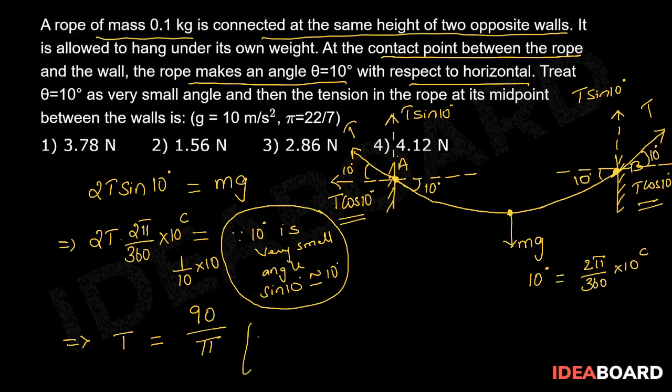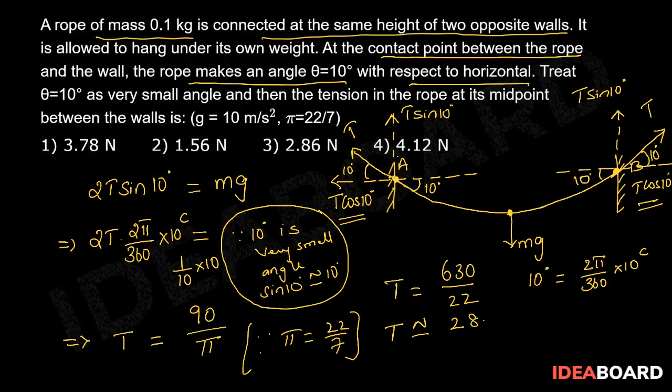Since pi is 22 upon 7, substituting that value, T is equal to 630 upon 22. Tension is nearly equal to 28.66 newtons. It can also be expressed as tension is equal to 2.86 kg weight. Therefore, the correct option is 3.